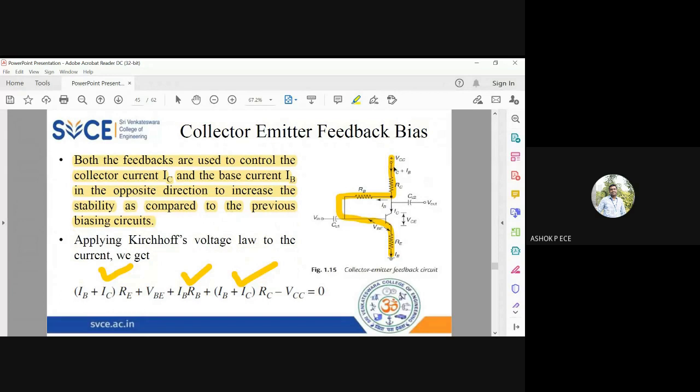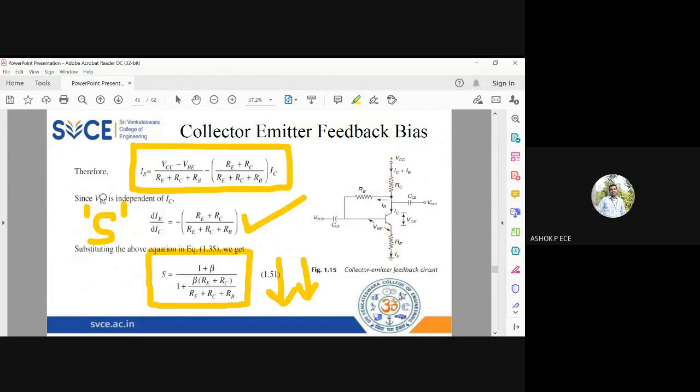We are not applying KVL at the collector side here because it is not required; I got the expression for IB directly by applying KVL in the base side itself. In this direction, if I apply KVL, I get the expression for IB. I need dIB by dIC. So I got the answer and I found the value of stability factor. Yes.